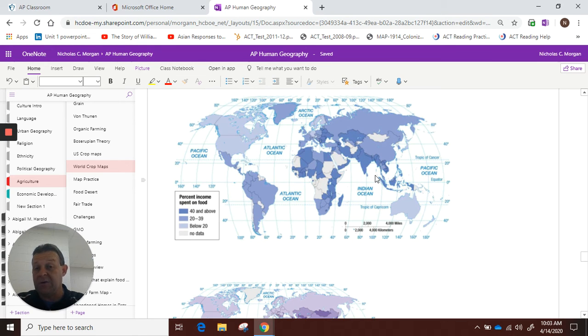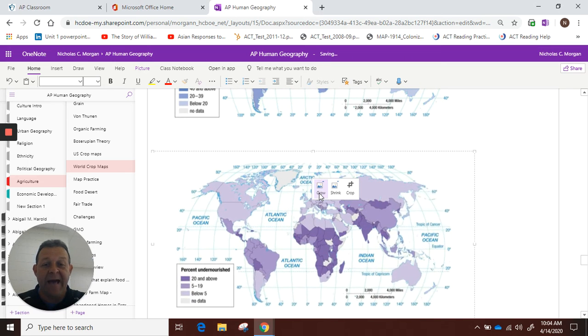Now, some Americans do spend more on food. Americans who live in what we call food deserts, which we'll talk about here in a couple days. But in poorer parts of the world where they're not mass producing food, they have to spend more of their income on food and therefore can't spend it on other things. And that's a challenge, and that's a problem, right?